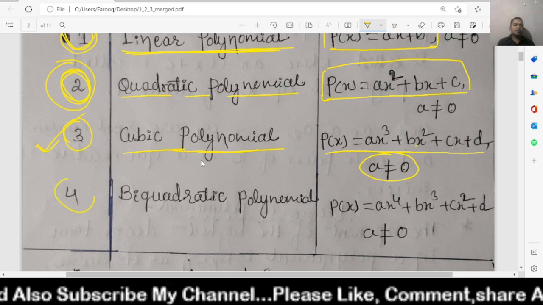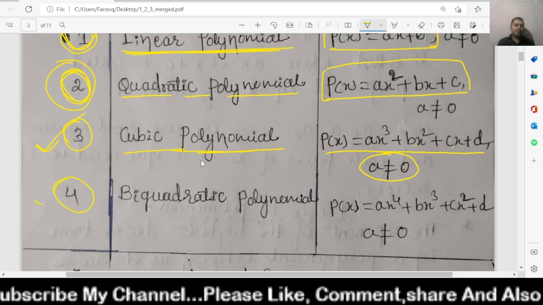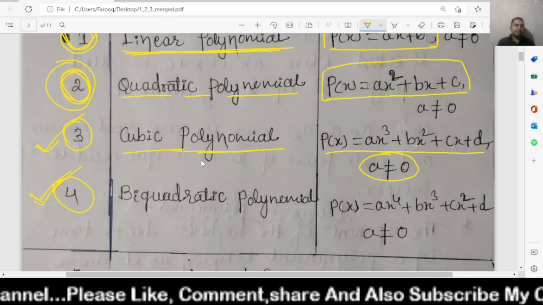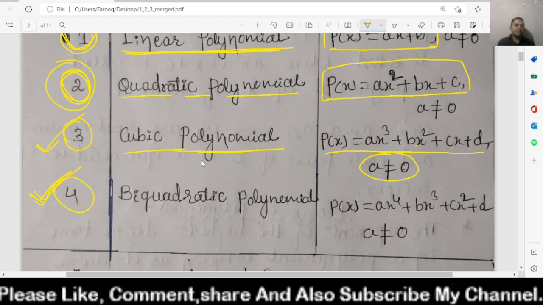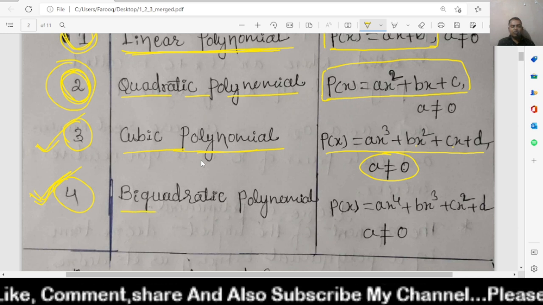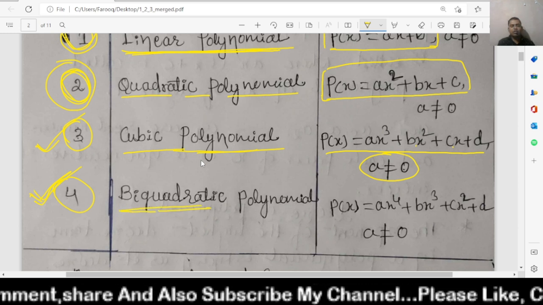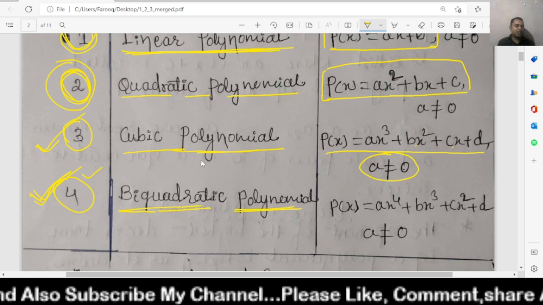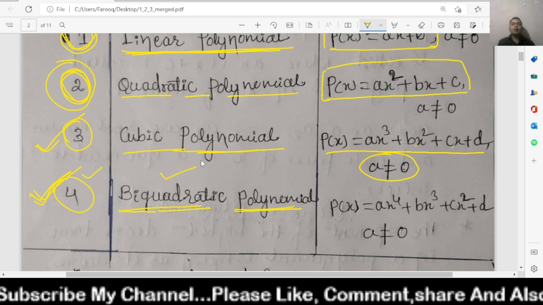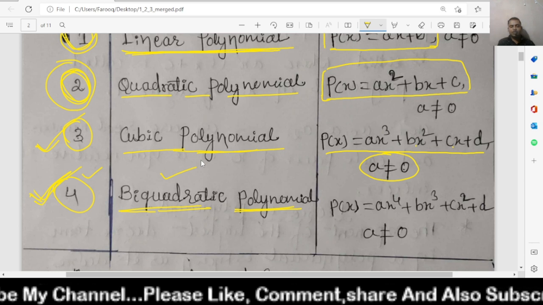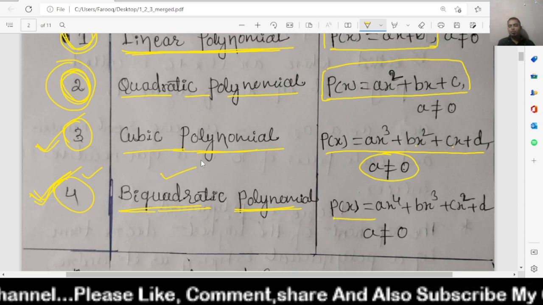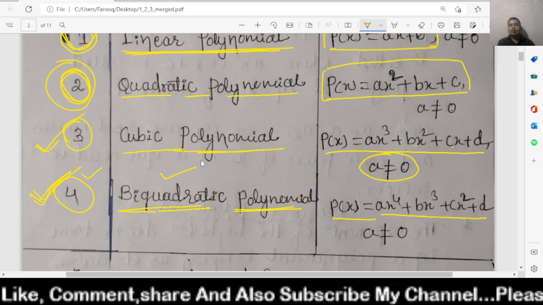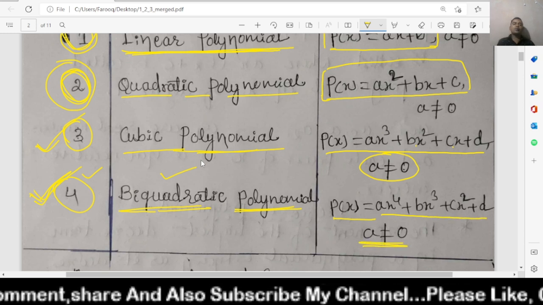नेक्स्ट फोर्थ, if the degree is 4, then the polynomial is called a biquadratic polynomial. अगर कुव्वत polynomial की 4 हो तो उसे हम बोलते हैं biquadratic polynomial. इसका जो जनरल फॉर्म है p of x is equal to ax raised to 4 plus bx cube plus cx square plus d, where a is not equal to 0. Yes.